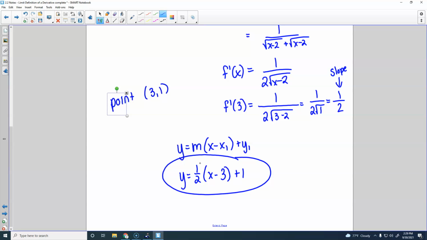So whenever it asks for the equation of a tangent line, you have to find a point on the line, which is usually pretty quick and simple. Just plug in a number. Then you have to find the slope, which means the derivative at that point. And then you'll do your equation of the line. Okay? Questions?